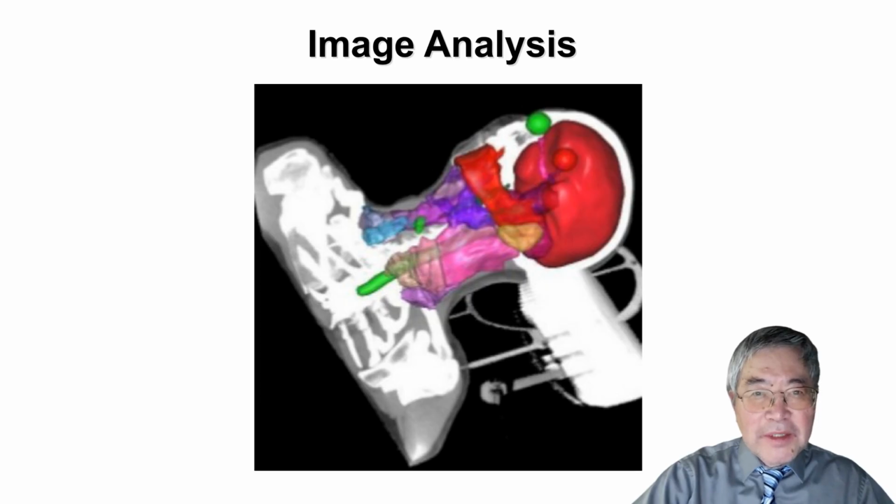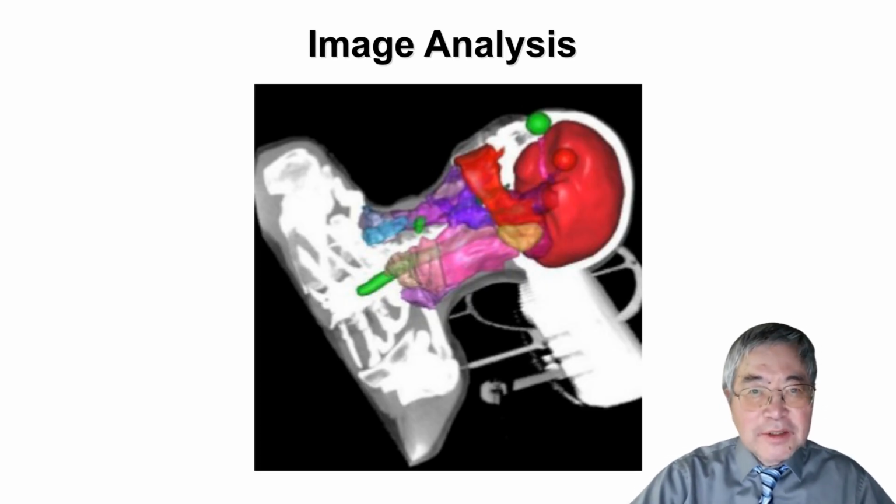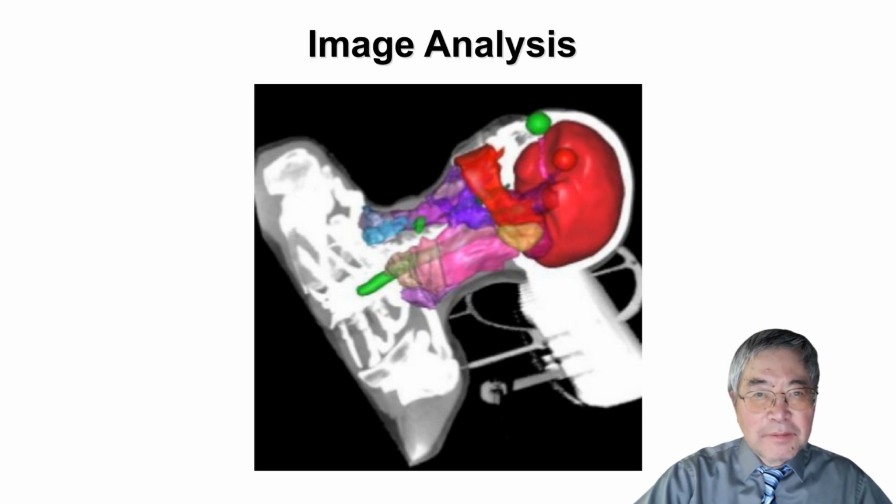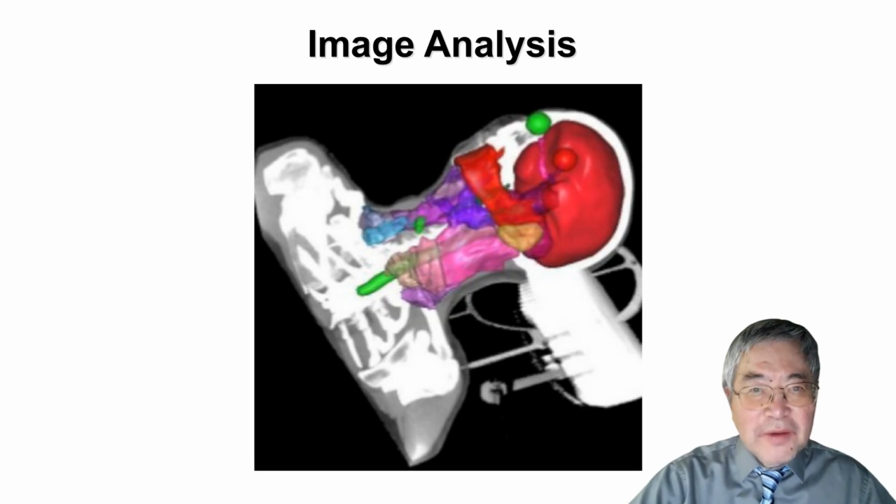In medicine, image analysis is crucial for extracting actionable insights. There are various techniques we use, such as image segmentation, where we identify specific regions or structures within the image, like tumors, organs, or blood vessels. By doing this, we can focus on areas of interest, making it easier to understand what's happening inside the body.